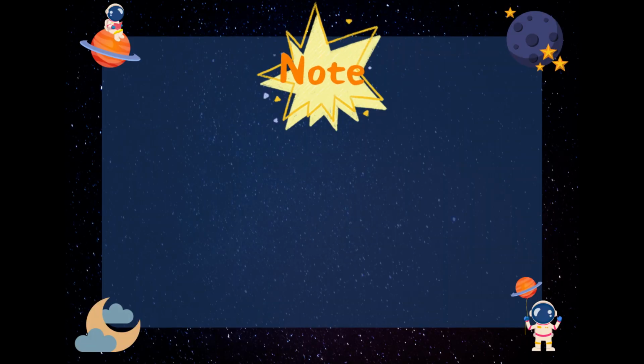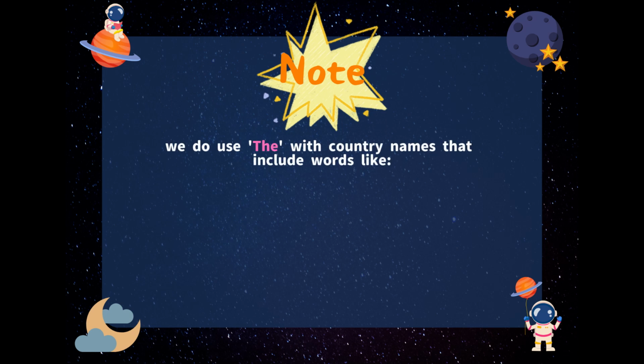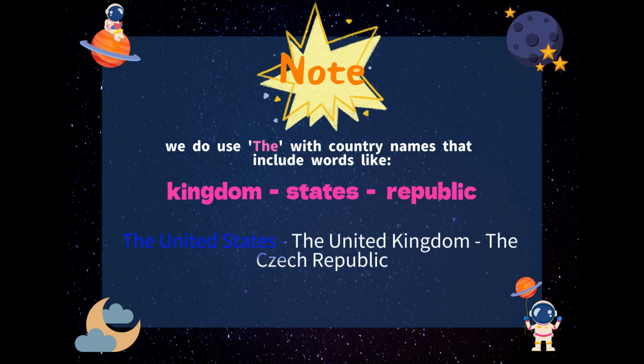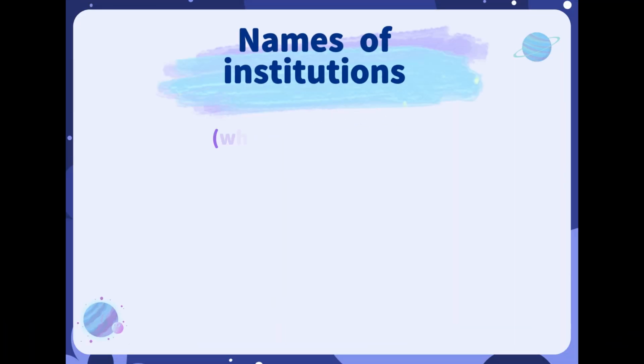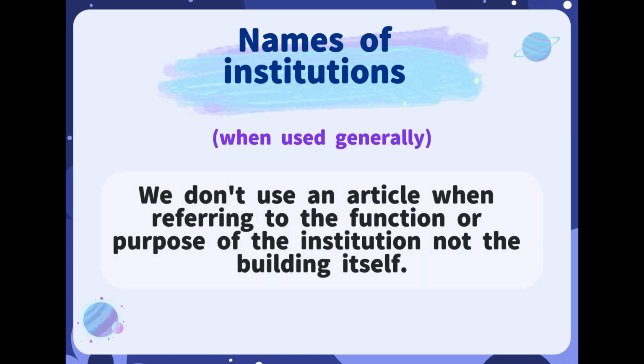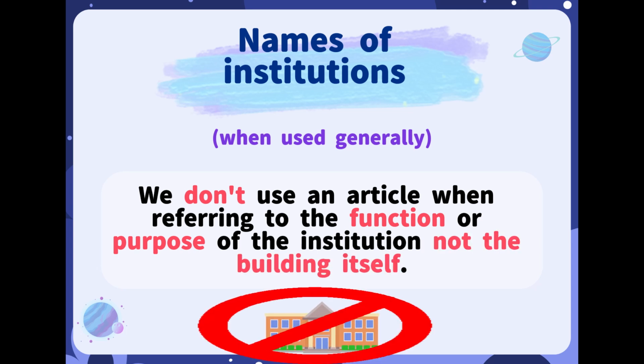But note, we do use the with country names that include words like kingdom, states, or republic. The United States, the United Kingdom, the Czech Republic. Next, names of institutions when used generally. We don't use an article when referring to the function or purpose of the institution, not the building itself.